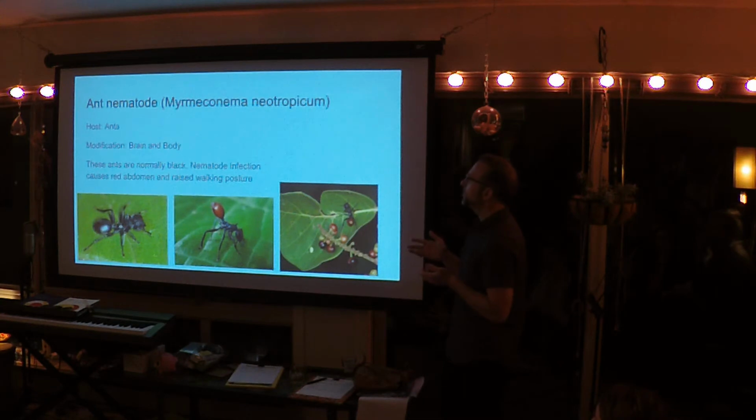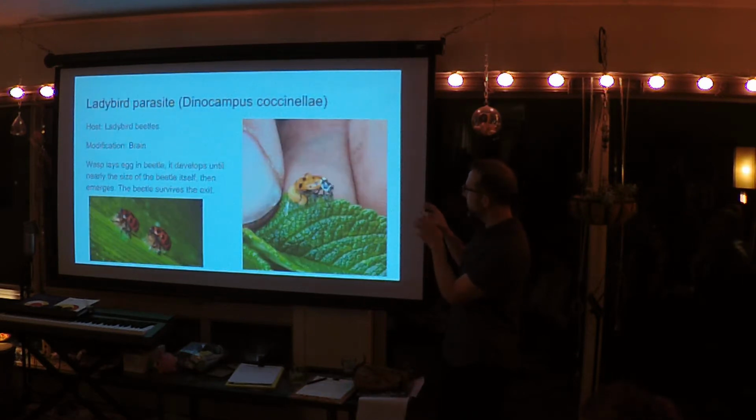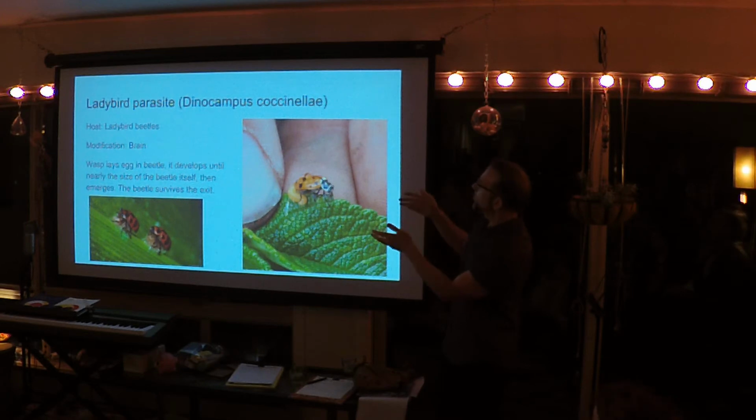This is an ant nematode. It infects this normally black ant, and as you can see, it turns the abdomen red, and it makes it hold its abdomen up in the air like this to attract the attention of birds. The next phase of the nematode's life cycle is in a bird, and so it wants this ant to get eaten by that bird.